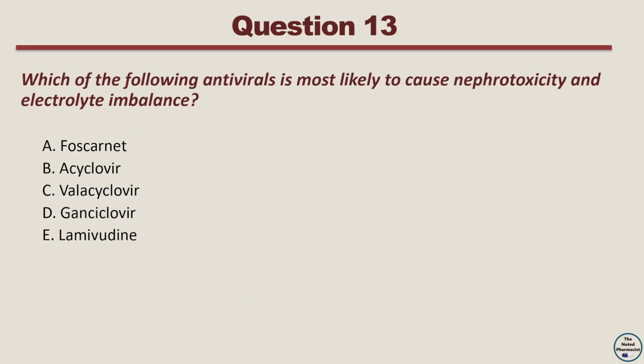Question 13. Which of the following antivirals is most likely to cause nephrotoxicity and electrolyte imbalance? Option A, foscarnet. Option B, acyclovir. Option C, valacyclovir. Option D, ganciclovir. Option E, lamivudine.